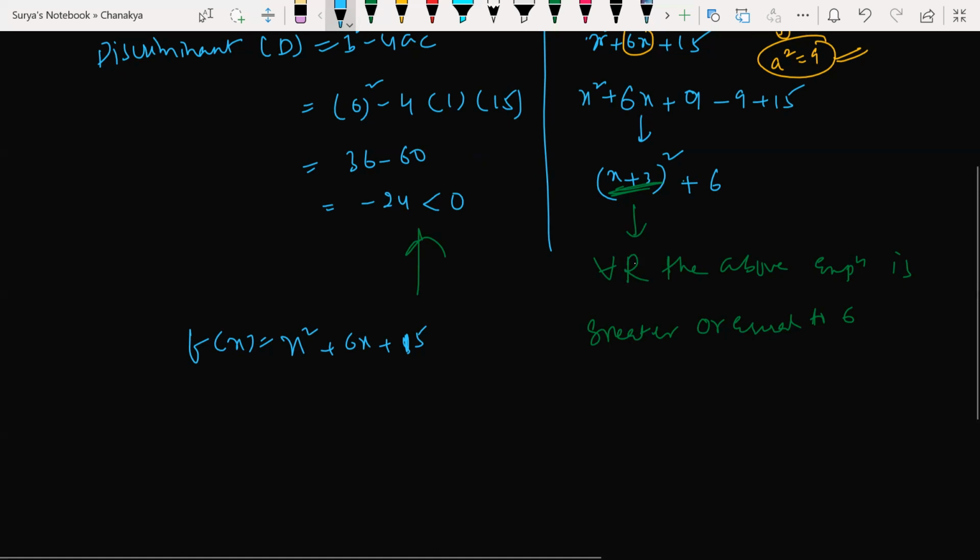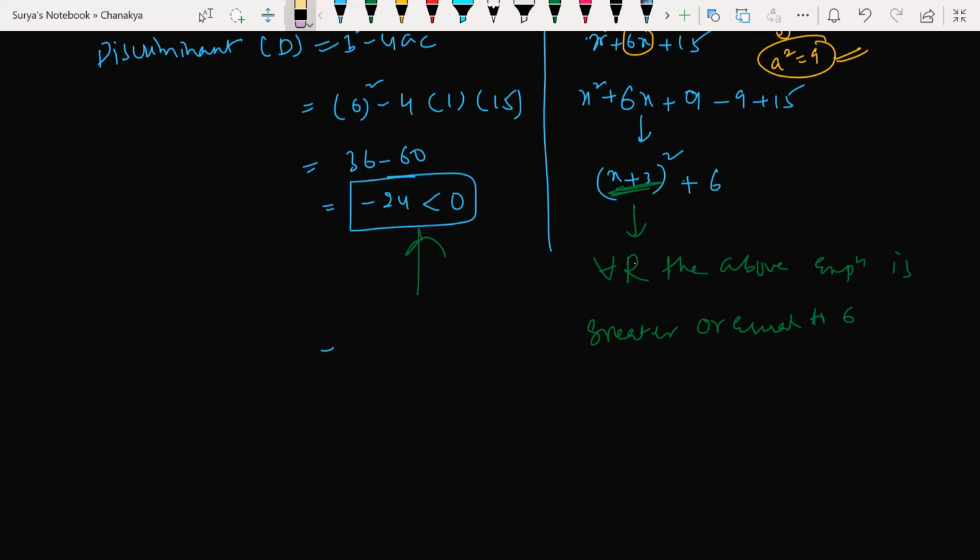Guys, from this itself I can conclude the discriminant is negative, so there is no zero. That is one way we can go about it. The discriminant is negative, so there is no real root. I mean, there is no root. That is one method of proof, and I can also prove it by using the completed square method. If you want to solve it in any other method, you have this method as well.